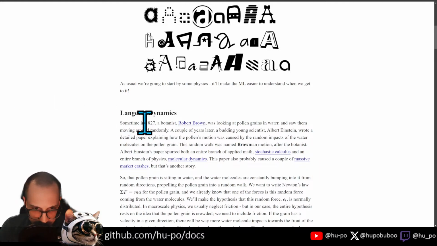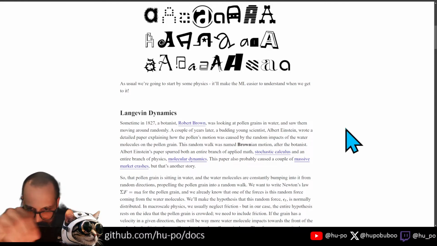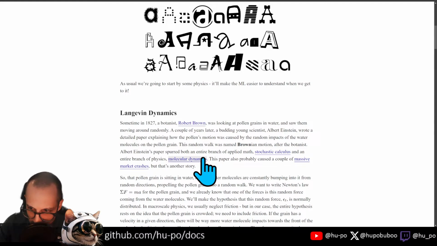So you had this botanist in 1827 who was looking at pollen grains in the water and saw them moving around randomly. A couple of years later, Albert Einstein wrote a paper and said that the motion of these little pollen grains in the water was caused by the random impacts of the molecules on the pollen grain, right? So in 1827, this guy, Robert Brown, basically started this idea of Brownian motion, right? Which is basically little particles moving around randomly, right? And that becomes the foundation for molecular dynamics, which is the dynamics of little molecules, right?